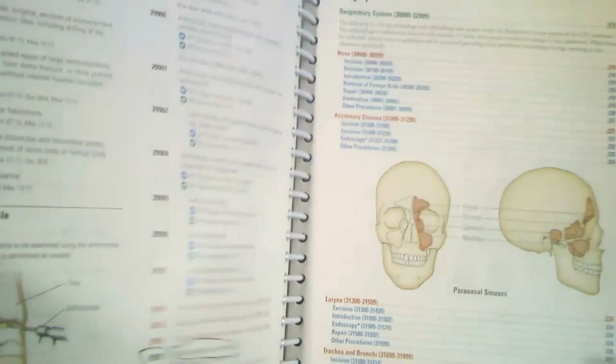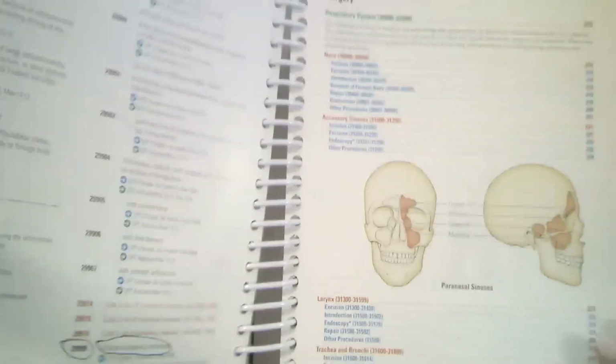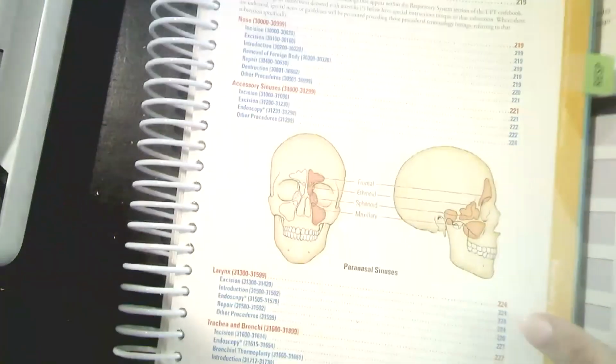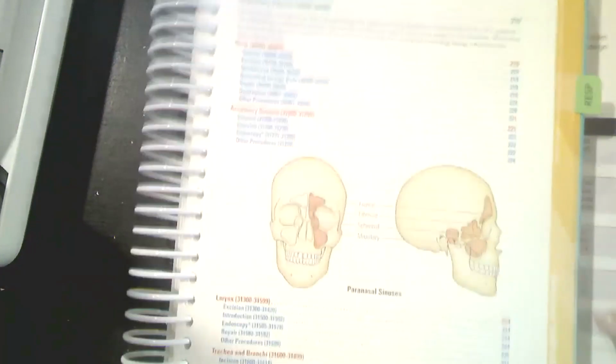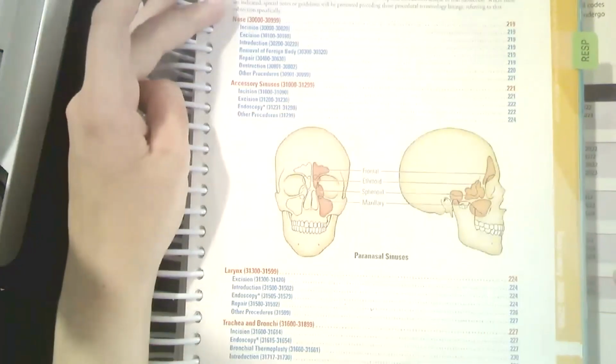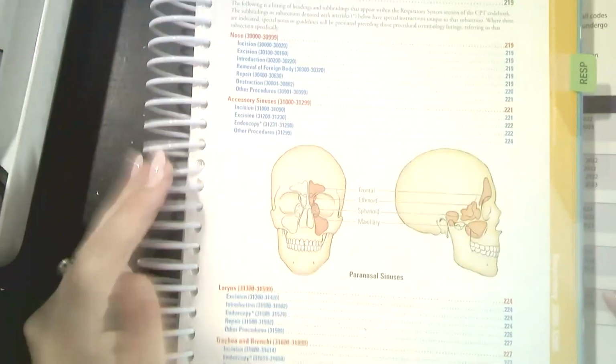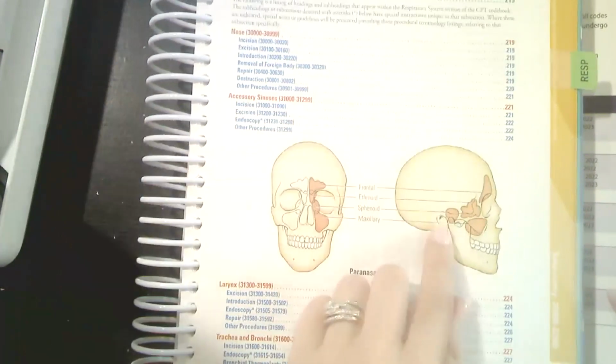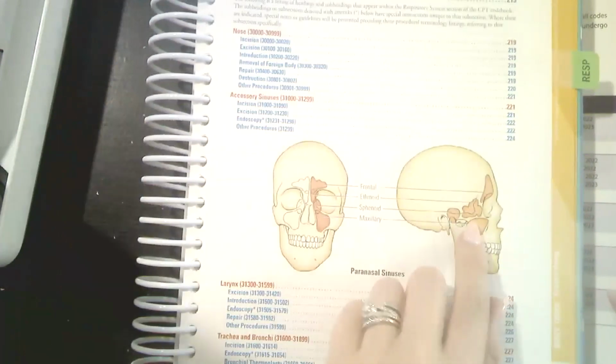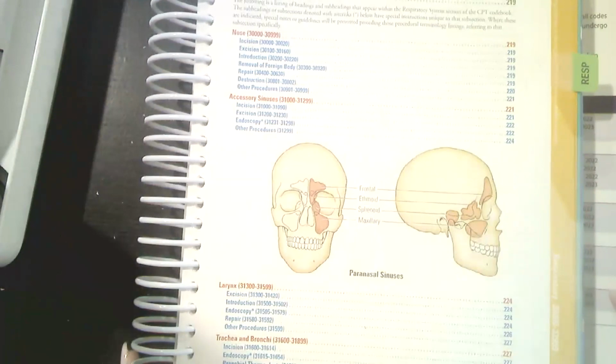So I have put a tab here on page 217. That's the beginning of the respiratory system in this manual. And that's right after the musculoskeletal system. So here we start with our table of contents. We also have some really great diagrams in this beginning section that could be really helpful.